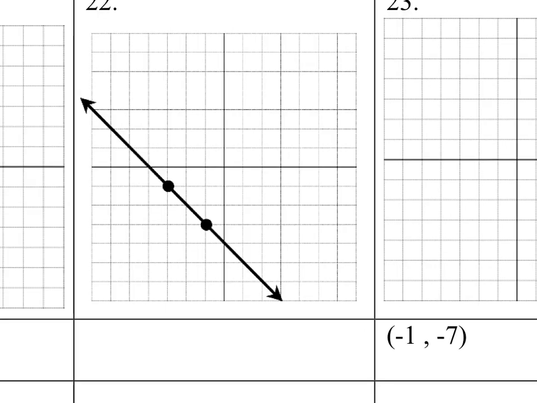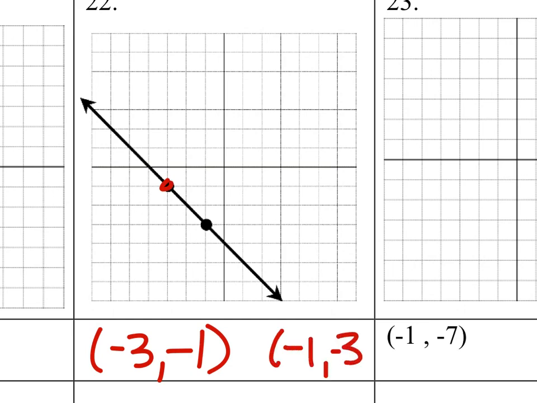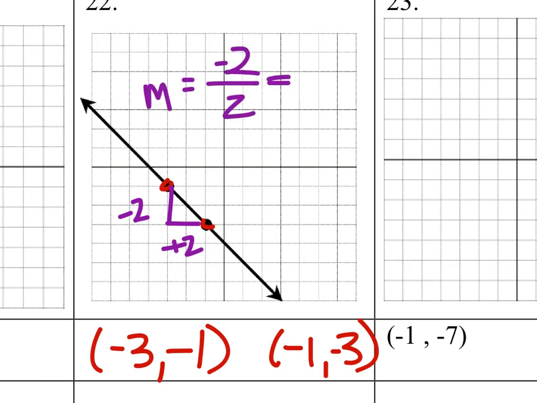Number 22, we got these points. The first point there I'm going to say is negative 3, negative 1. The next point is negative 1, negative 3. Bam. So if I wanted to find the slope, you could use a right triangle right there. And clearly we went down 2 and then to the right 2, which gives us a slope of down 2 and then to the right 2. Well, if I were to simplify this, it'd just be negative 1.